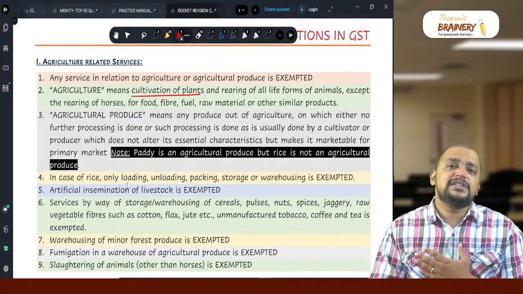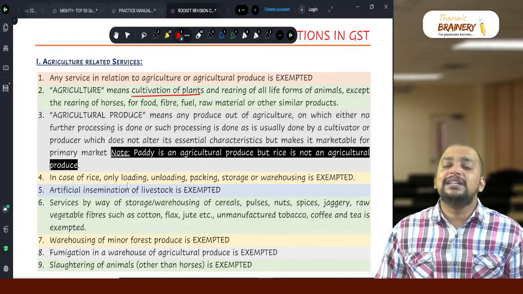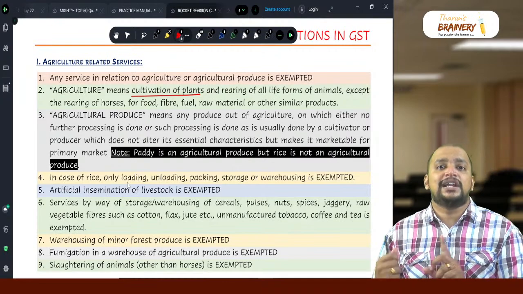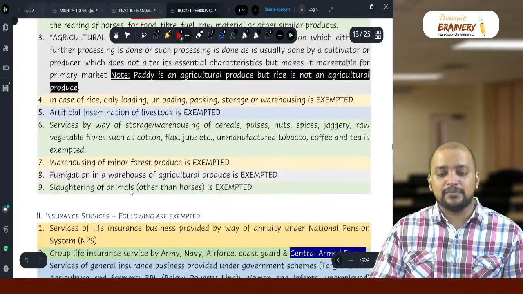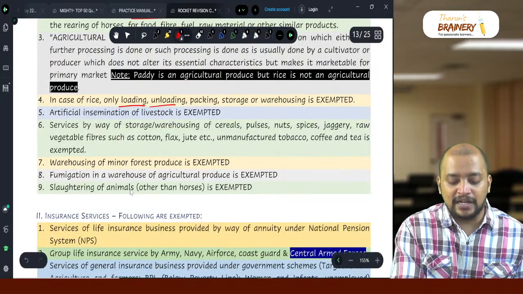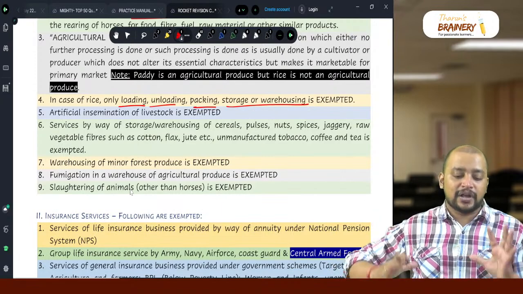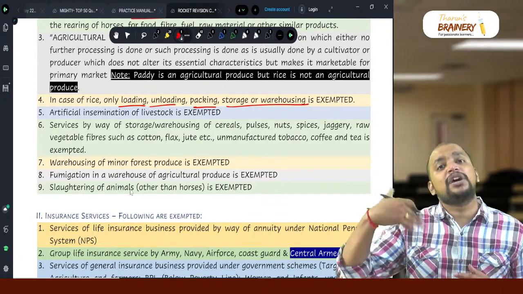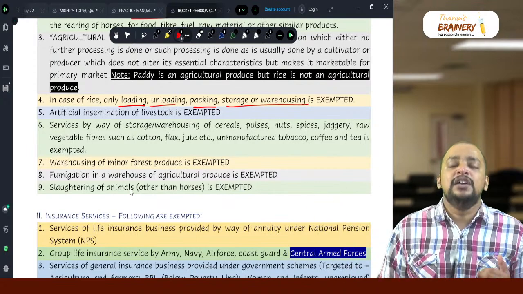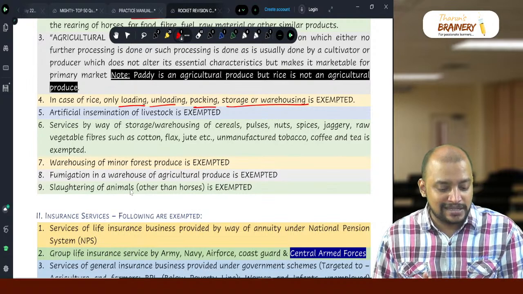So any service in relation to agriculture or agricultural produce is exempted. So paddy is agricultural produce, but rice is not an agricultural produce. So in case of rice, we have a few exemptions, that is loading, unloading, packing, storage and warehousing of rice is exempted. Okay. Then only four activities in relation to rice are exempted. What about agricultural produce? All activities are exempted. So packing, loading, unloading, storage of rice is exempted.